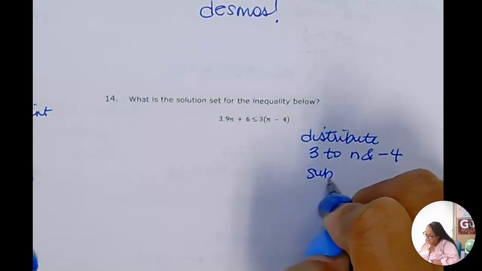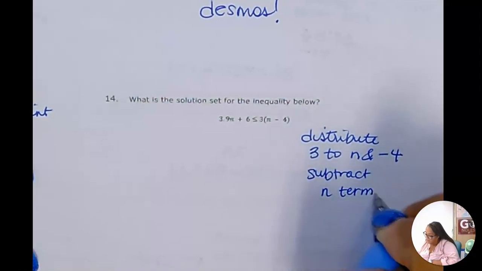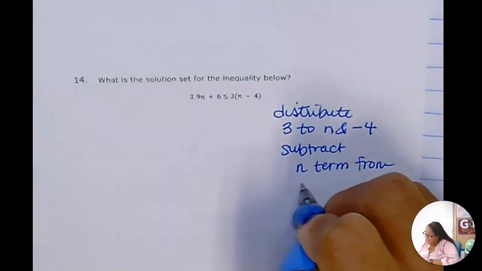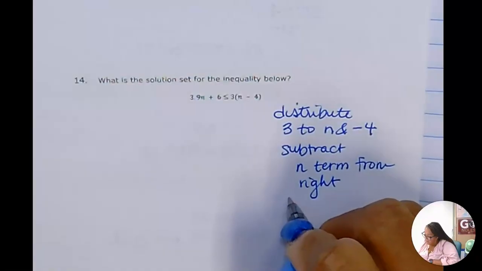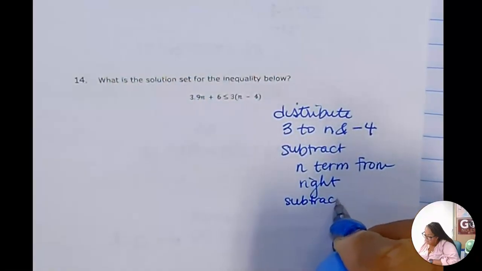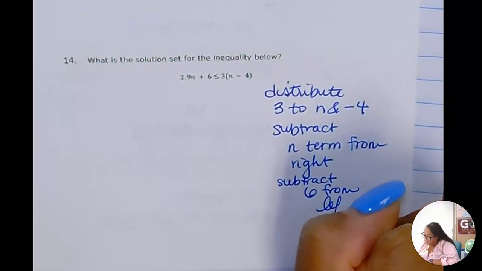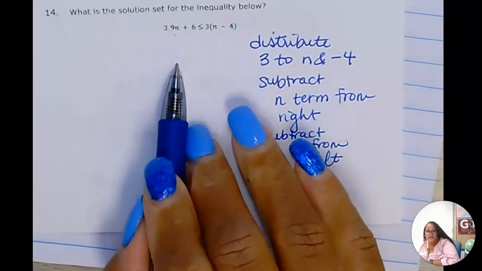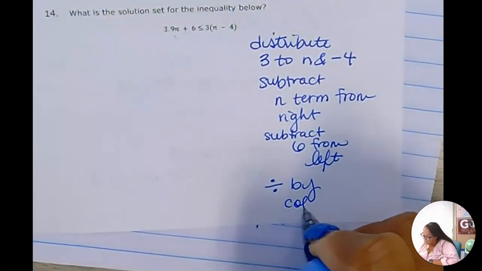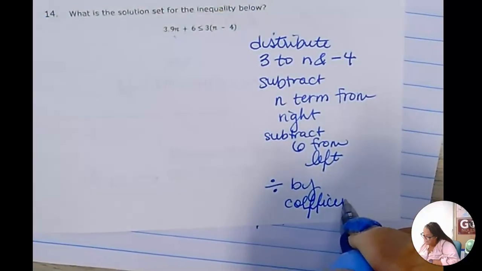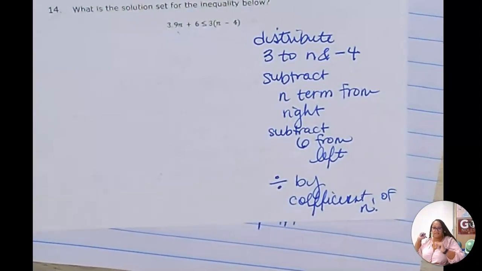Then we'll subtract n term from the right. And then we'll subtract 6 from the left. And then we'll divide by my coefficient of n. Coefficient of n.